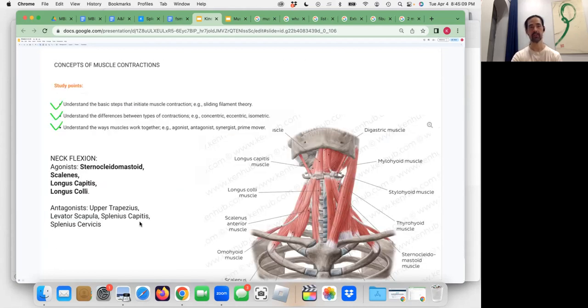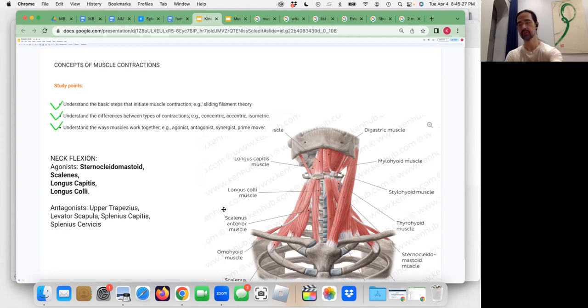So now we're going to get into some of the agonist, antagonist, synergist, and prime mover, and then we're going to go through some questions from the FSMTB practice test.